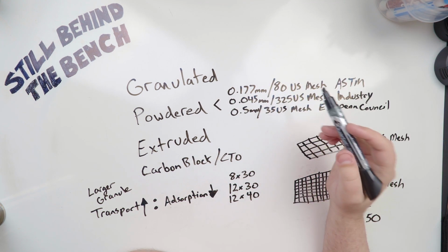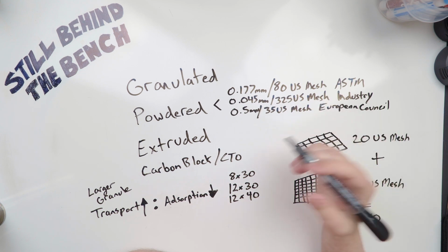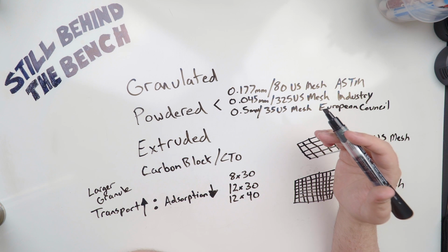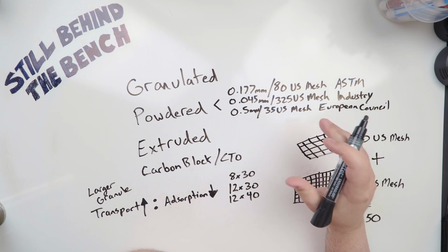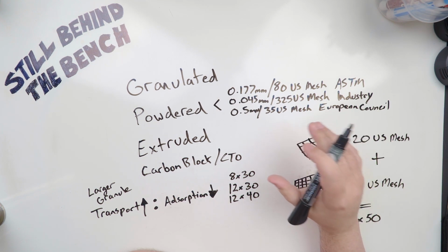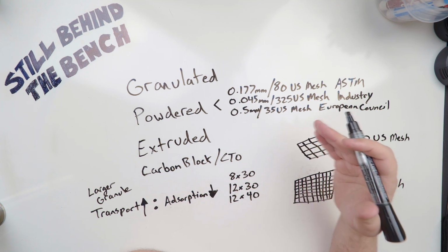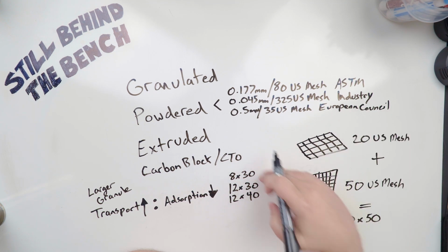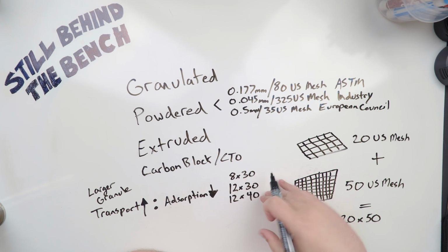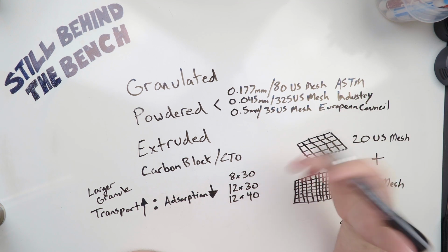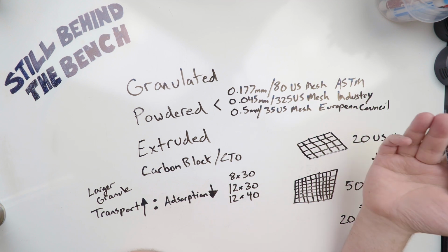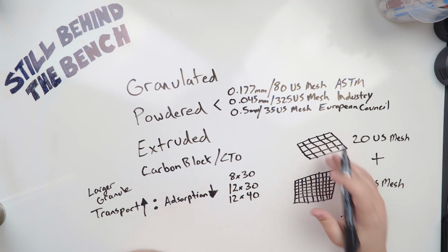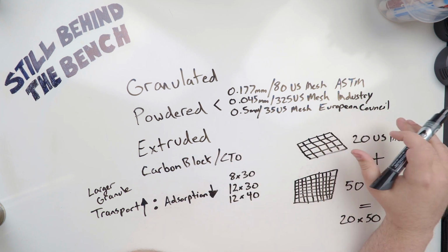I'm going to focus on US mesh sizes as that's typically how I see it being sold here in Canada. But when you're looking at the activated carbon product itself, the product is usually based on using two different pieces of mesh or sieve to size it properly. So you may see a product labeled 8 by 30, 12 by 30, 12 by 40, 20 by 50, and any other numbers, because you can get them in custom sizes as well. So essentially what they've done is they'll have an upper mesh and a lower mesh. They'll pass the granules over.